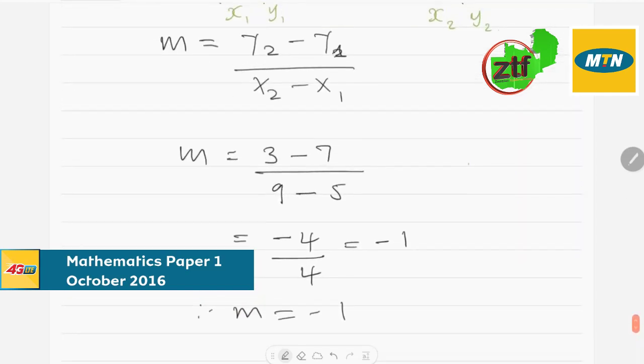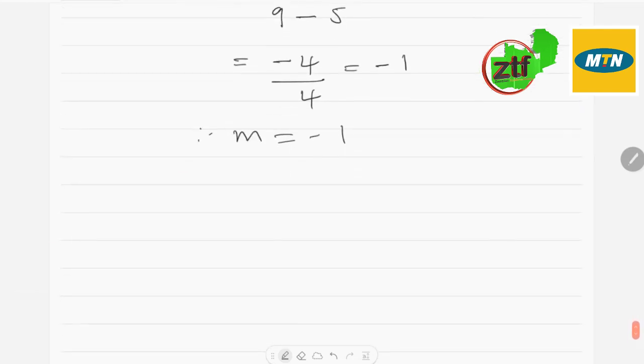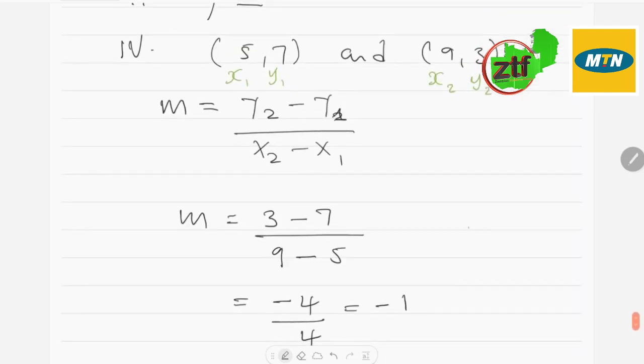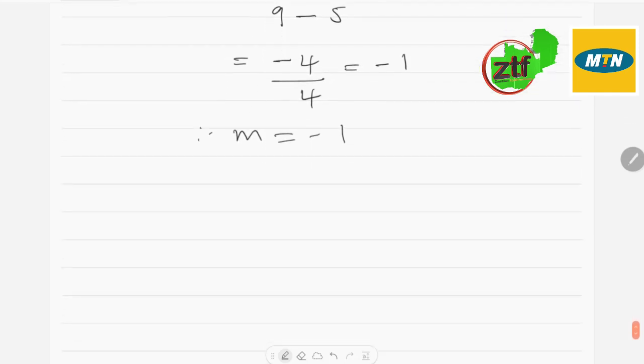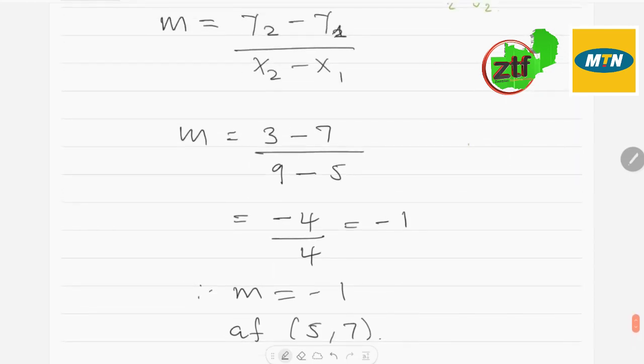Now, we can pick any of the points, point number 1 or point number 2, and use it to find the equation of the line. So you will see that when I pick one point, let's say I use point number 1, which is (5, 7). We are saying that we are at (5, 7).